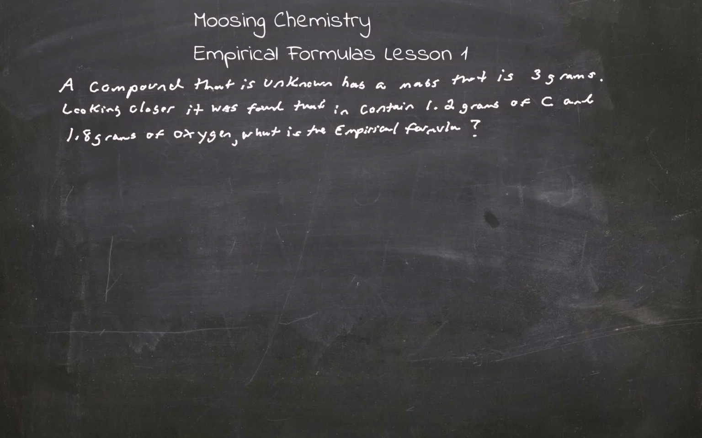We're going to work two problems in this lesson. A compound that is unknown has a mass that is 3 grams. Looking closer, it was found that it contained 1.2 grams of carbon and 1.8 grams of oxygen. What is the empirical formula?